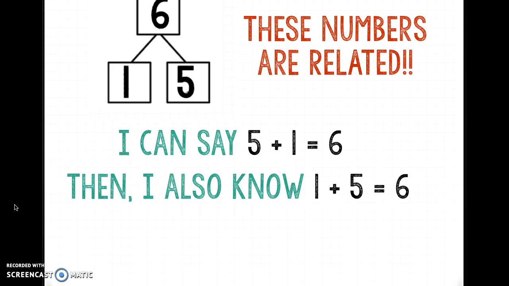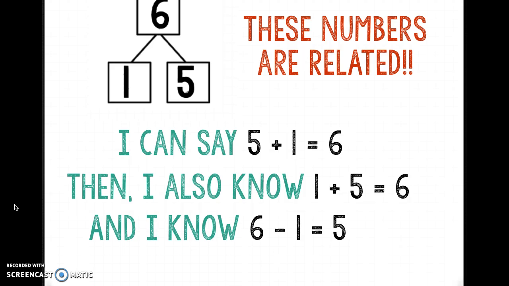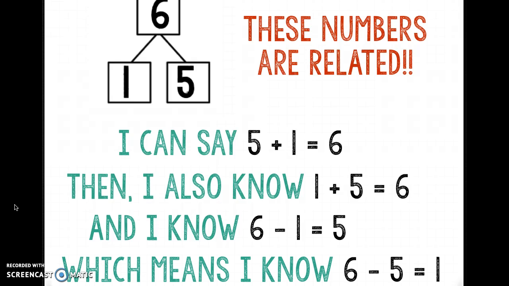Now I'm going to think about what subtraction sentences I know. Well, I know 6 minus 1 equals 5, because if I take the whole amount 6, and take away 1 part, it'll equal 5. And then that also means I know 6 minus 5 equals 1. All of those numbers are related, and you'll notice I didn't bring any new numbers. I only have 6, 1, and 5. That's going to make up all of my addition and subtraction number sentences.